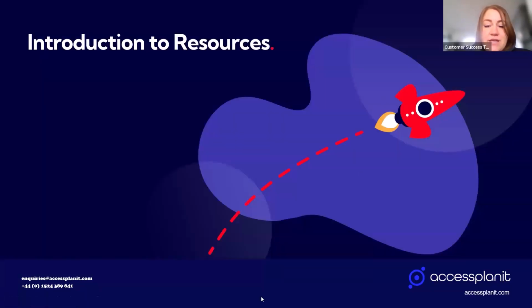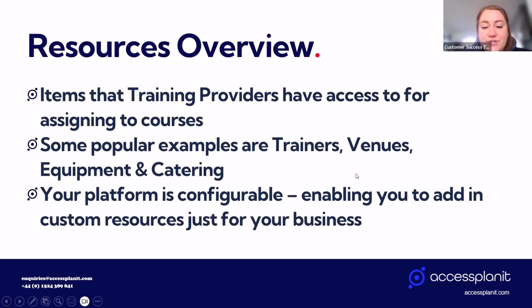So first we'll be covering an overview of resource types. Your resources are additional items that you may want to add onto your courses. Although you can use resources for whatever items suit your platform, most people at a minimum have trainers and venues, but equipment and catering are also really popular items. This is really useful when using the platform to track things like the profitability of a course, because you can add all of your overheads to the course cost and deduct it from the income generated by the delegates.